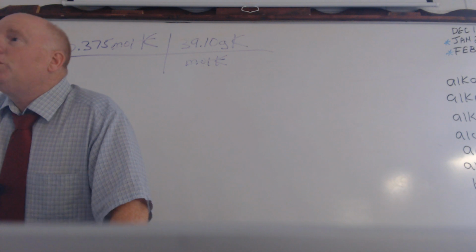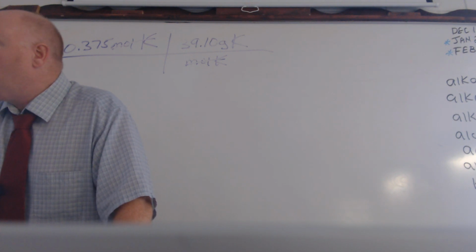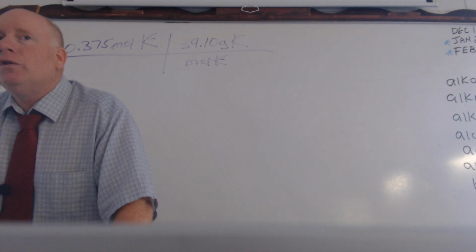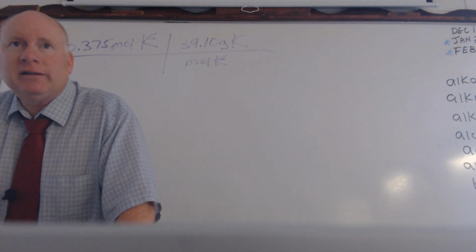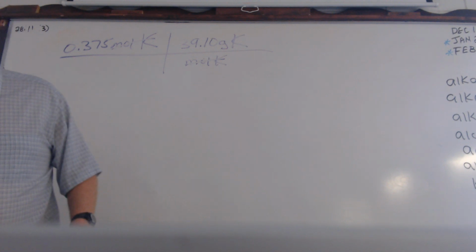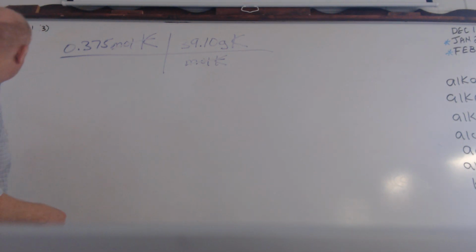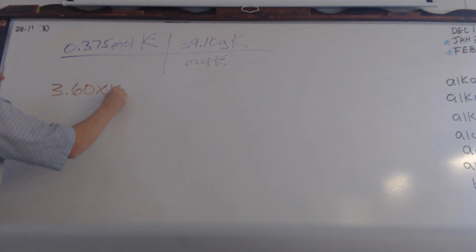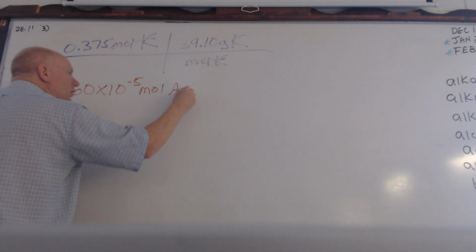There are 2 different ways you can approach this problem. You can just use a whole number right away, or you can utilize the scientific notation. Do you want to see both ways? You want to see the scientific notation. All right. So we've got, again, 3.60 times 10 to the negative 5th, grams of Au.